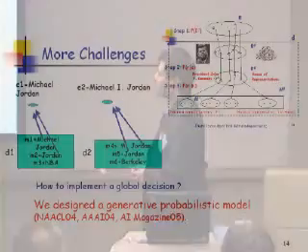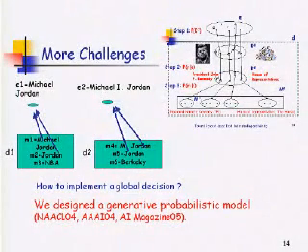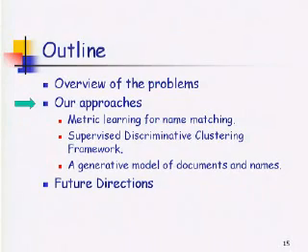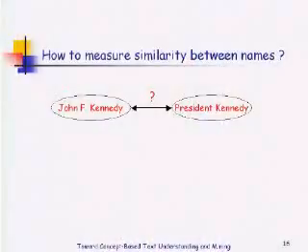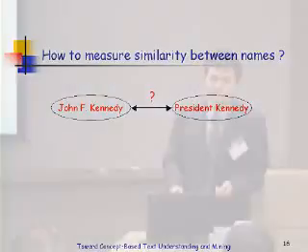To exploit this information and make global decisions, we designed a generative probabilistic model. Here is a sketch of the generative model. I will talk about it in detail. Okay, so that's the overview. Now I will talk about the problems in detail and our solutions.